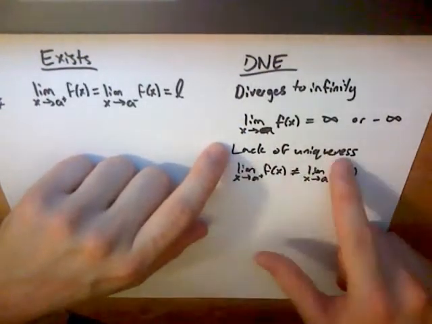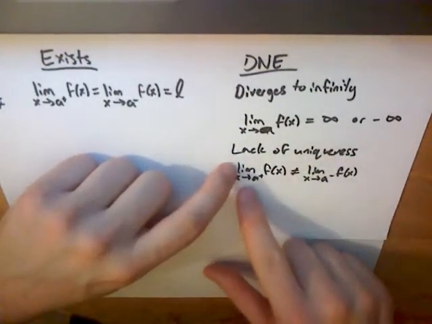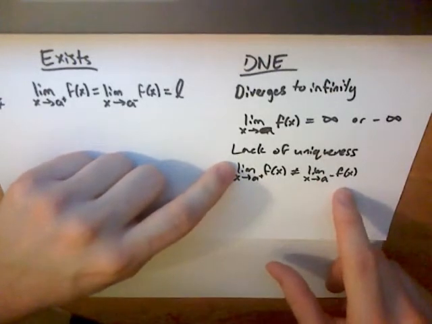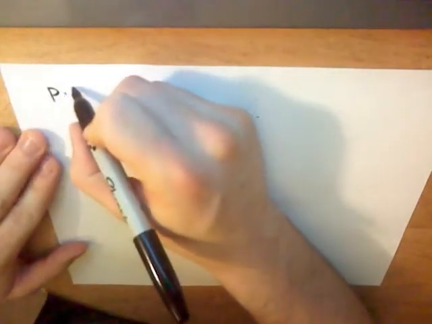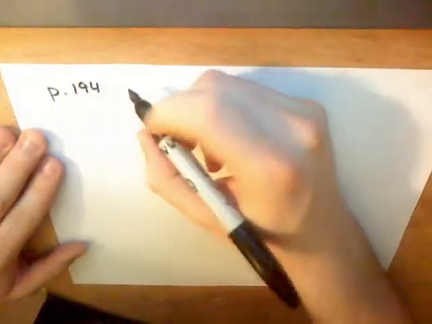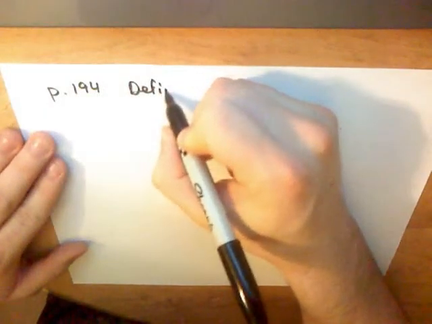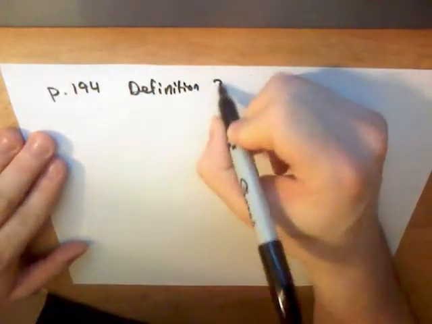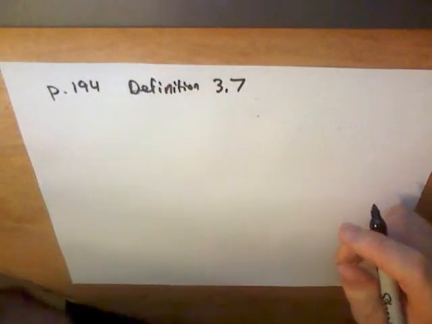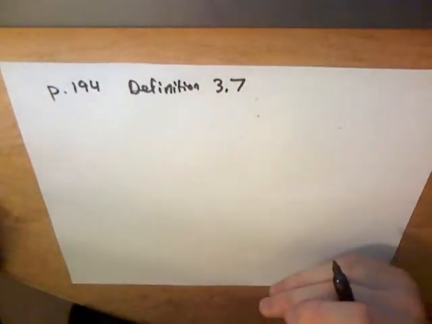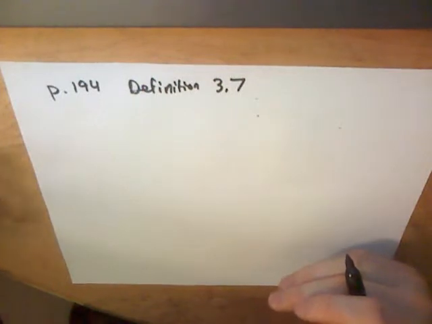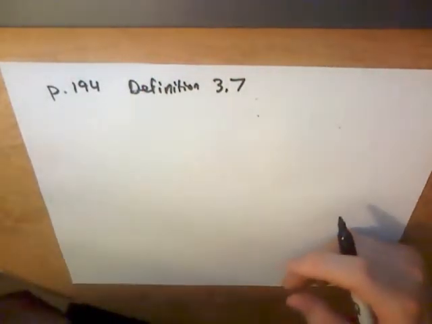And the lack of uniqueness is when the right-hand limit does not equal the left-hand limit. I urge you to read page 194, definition 3.7. It goes over the case where two limits diverge to infinity, and we're talking about the quotient of them.